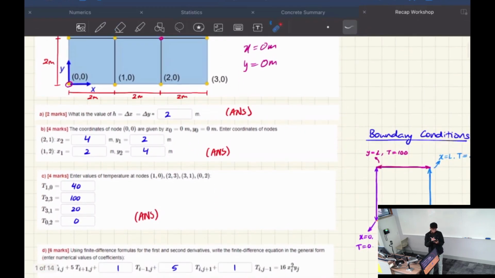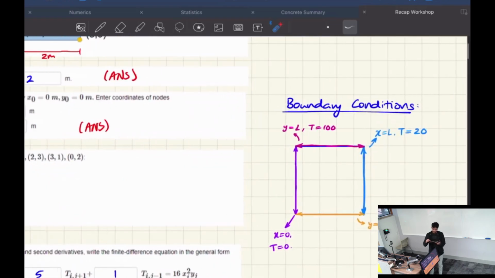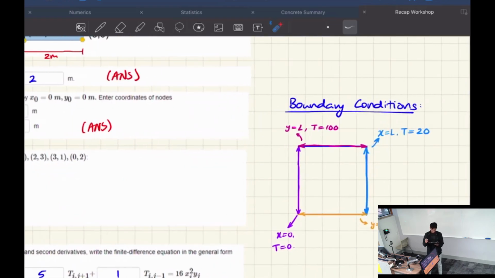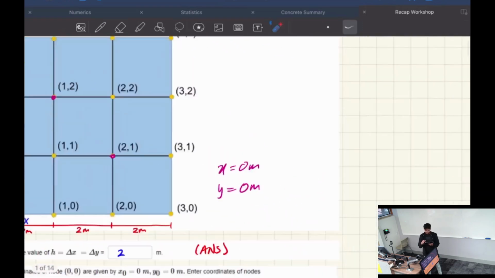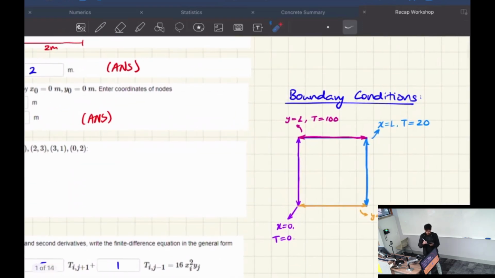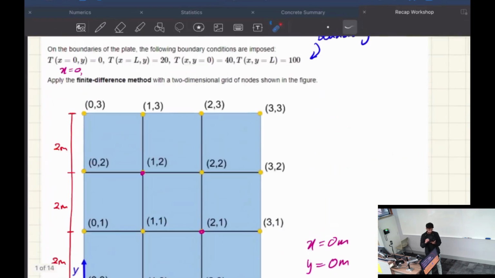However, now we're taking a look at the boundary conditions. I've drawn up a small diagram over here. When x is equal to 0, they've given us this boundary condition. Whenever x is equal to 0, the y value can be anything, it's just a varying y value. That is when our temperature is equal to 0. So everything on this side will be equal to 0 degrees. Make sense? Yeah.